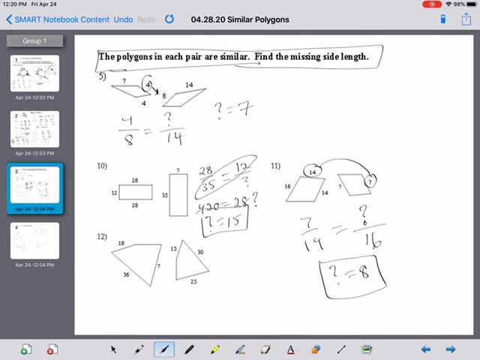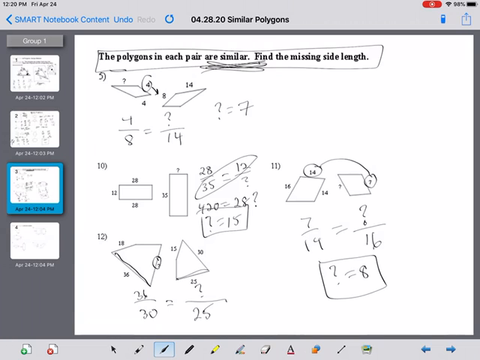And then 12. So let's see. You have to see what goes with what. So the 36 goes with the 30. Okay. Now where does the question mark go? The question mark goes to the 25. And we don't need the other piece, the 18 and the 15, because those are already in proportion because you were told that they're similar.